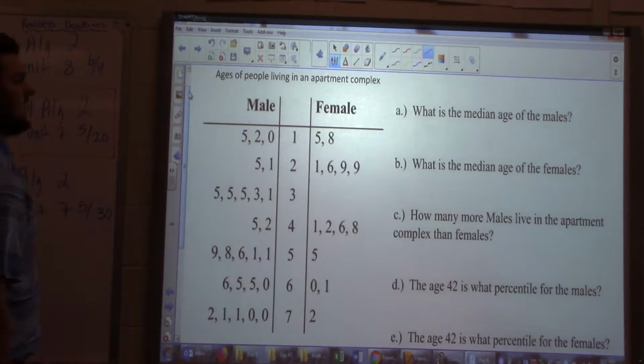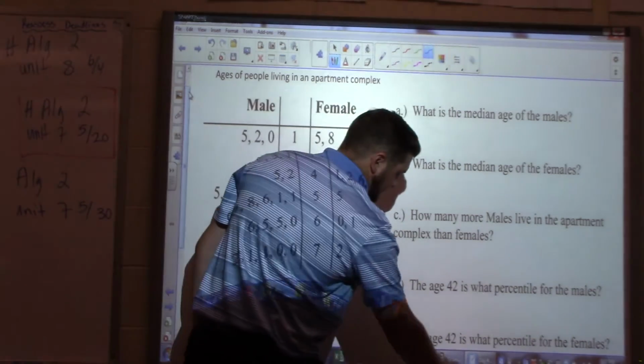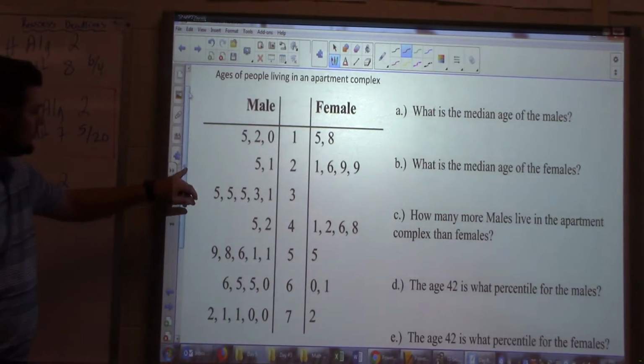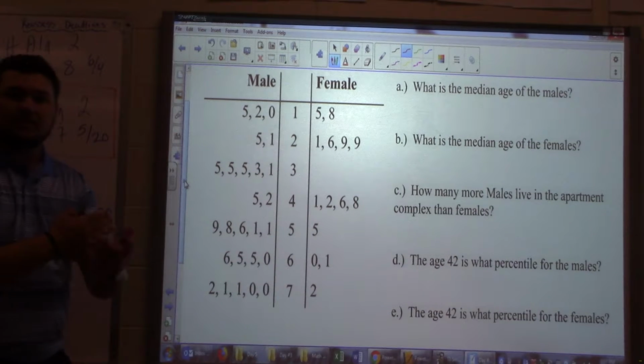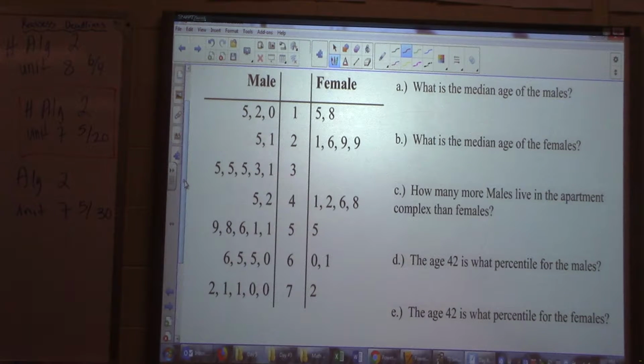Our first question is asking us, what is the median age of the males? Well, how do we do that? How do we find the median? You could type it in your calculator, but I want to do it on the board. How do you normally do the median? Mason? Write them out least to greatest, and then you can cross them off.